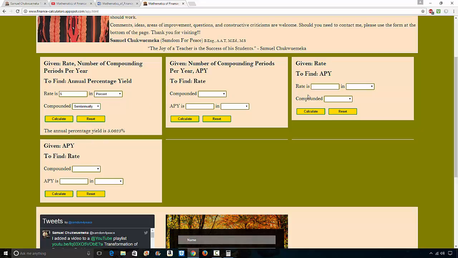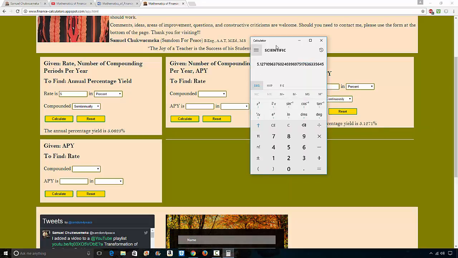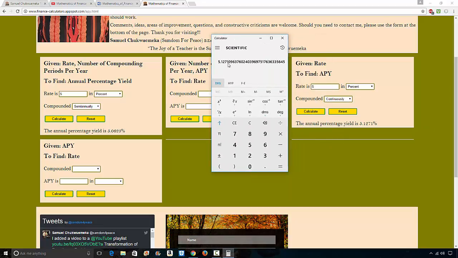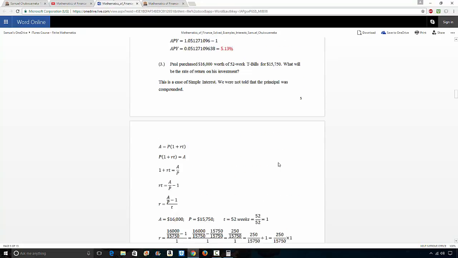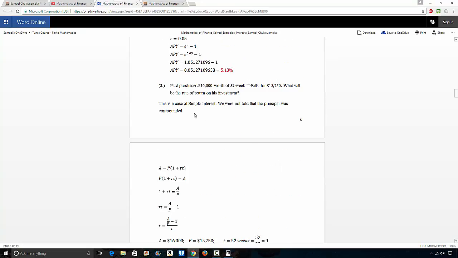Okay, so we're gonna use this. The rate is 5% compounded continuously, and that is 5.1271%. I think that was what we got here, right? 5.1271%. So the next one is simple interest.